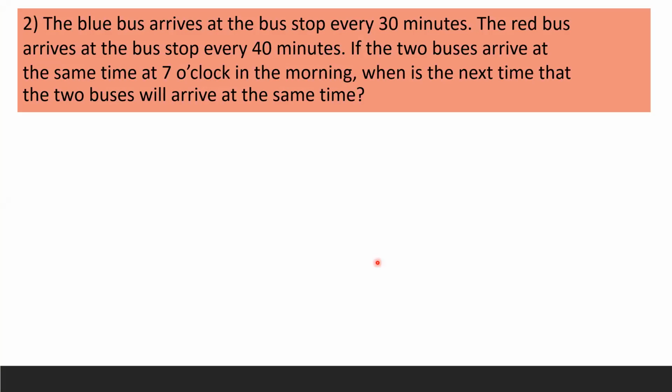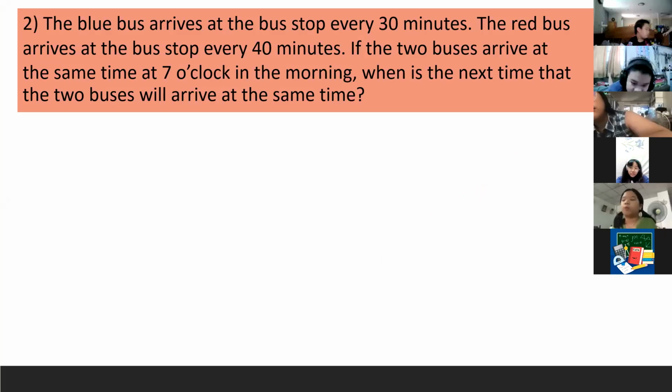So this one. Who can answer? The blue bus arrives at the bus stop every 30 minutes, and the red bus arrives at the bus stop every 40 minutes. If the two buses arrive at the same time at 7 o'clock in the morning, when is the next time that the two buses will arrive at the same time? Anyone who can answer? This is the last.